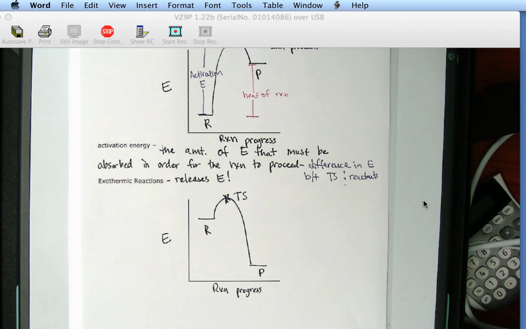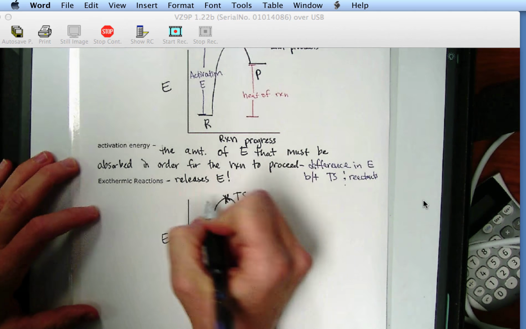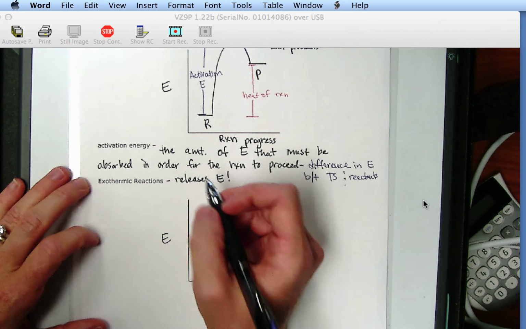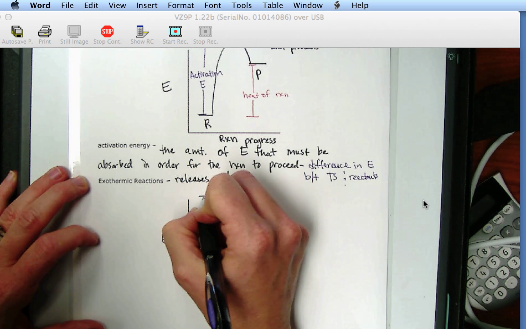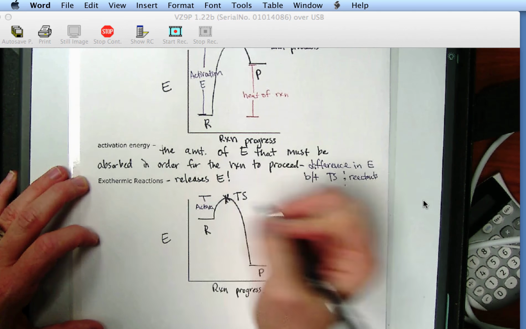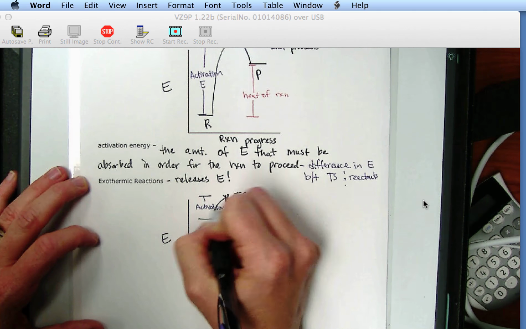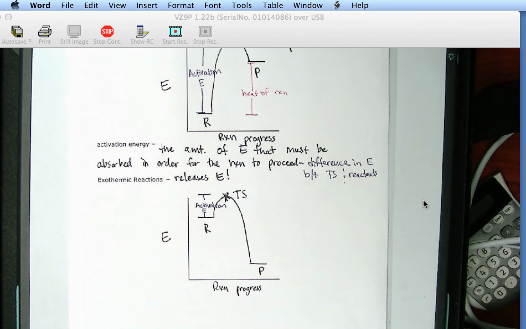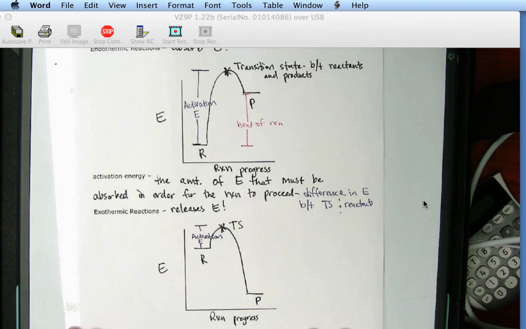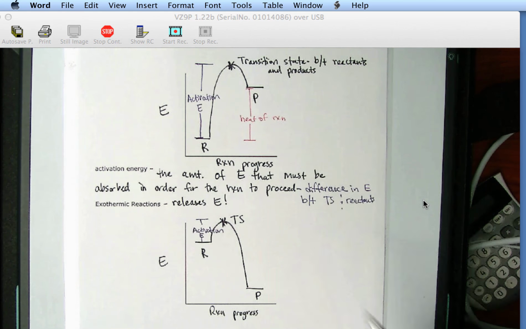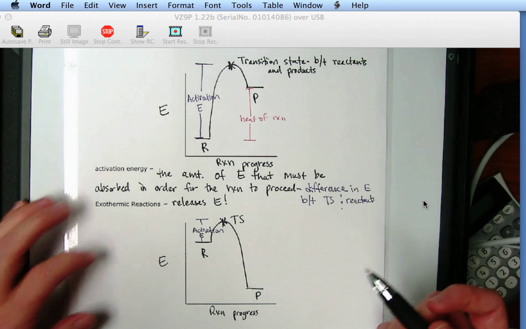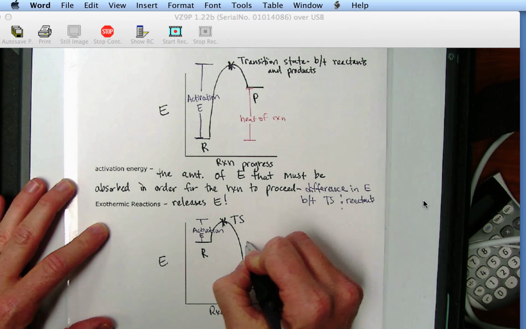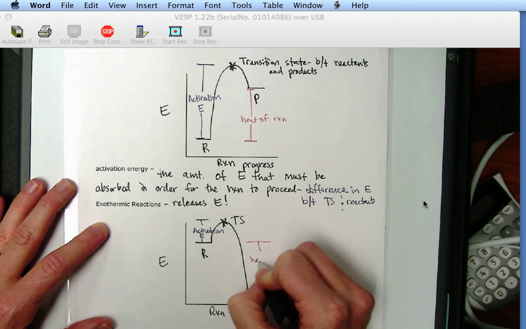So even an exothermic reaction has an activation energy. TS stands for transition state. So even exothermic reactions have an activation energy. They still have a heat of reaction. That's just the difference in energy between the reactants and the products.